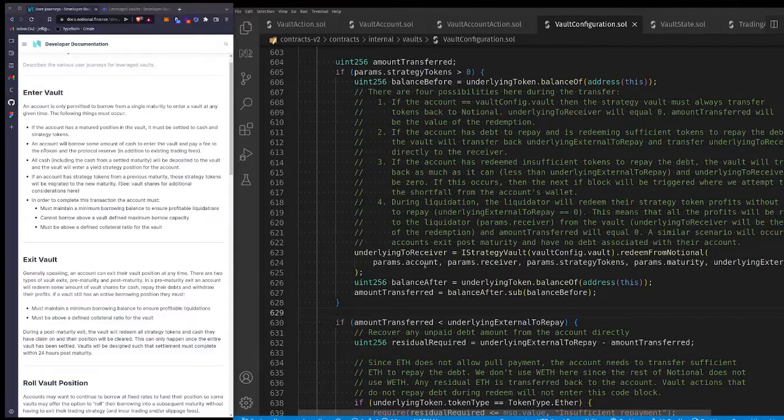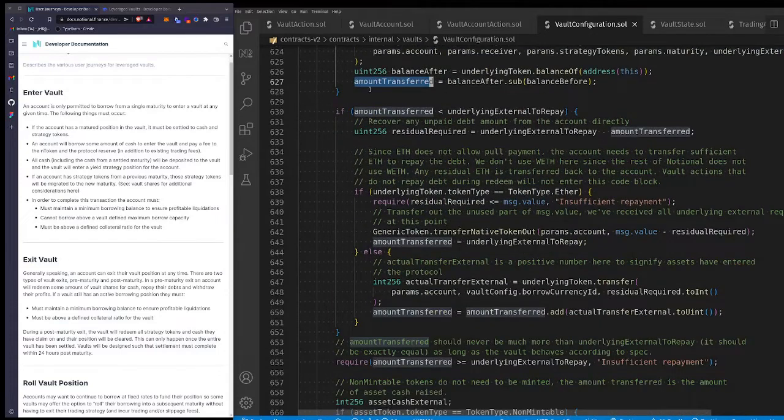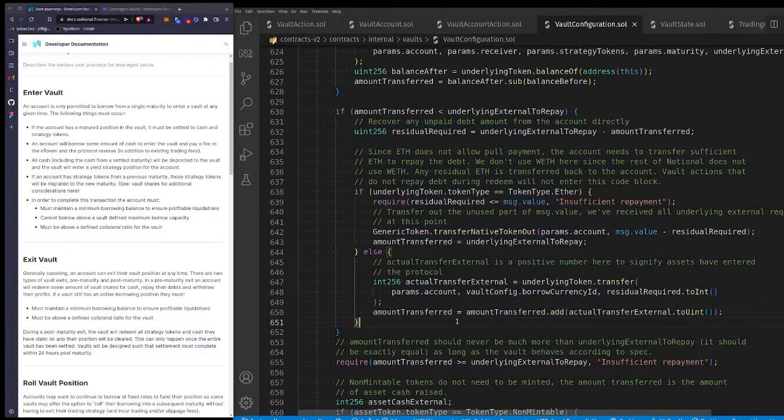So we'll detect how much has been transferred. And if the amount transferred back to Notional is insufficient to repay the debt, we will try to recover any unpaid debt from the account directly. So this gives the accounts an option of repaying a debt from their wallet rather than selling their yield strategy token yield position.